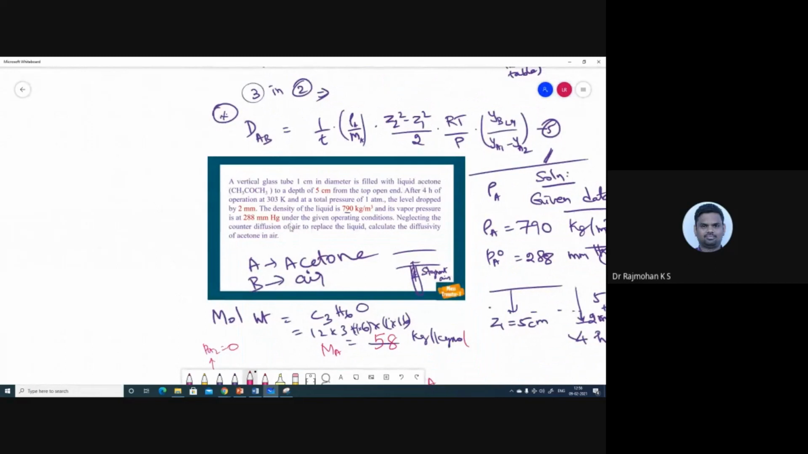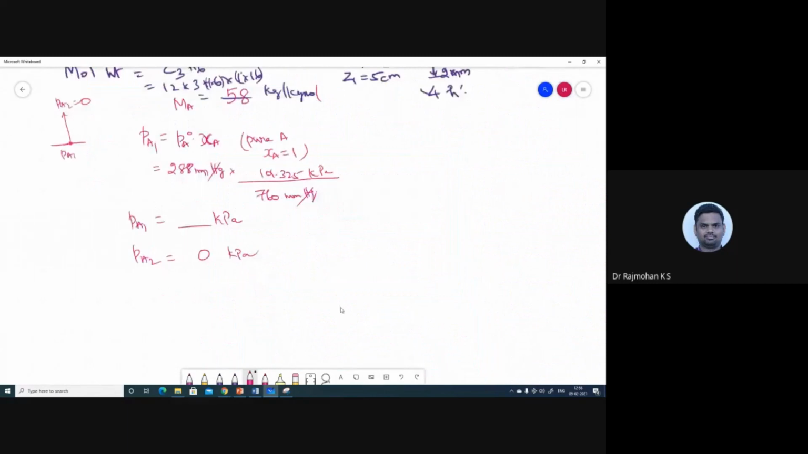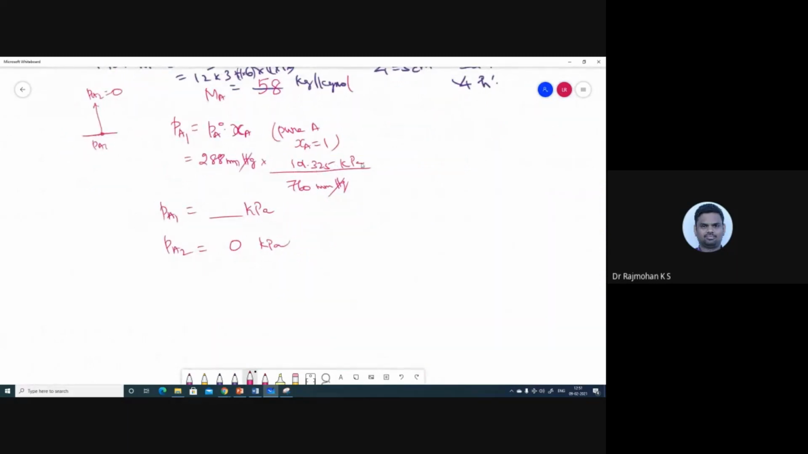So in this total pressure is not mentioned. Okay, 1 atmosphere it is mentioned. So that way we can use 101.325 here. Anyhow, for unit conversion we have to use this value only. So PA1 value, what is the value? 38.396. Any other answers or getting the same? Yes, sir. Getting the same answer. Okay. So we have PA1.